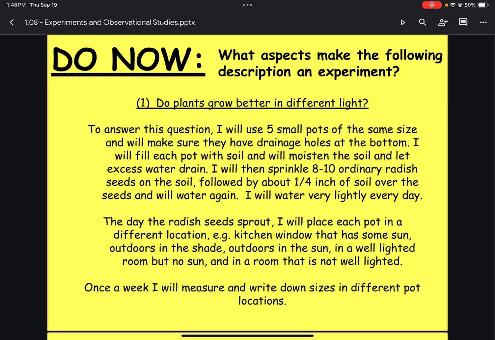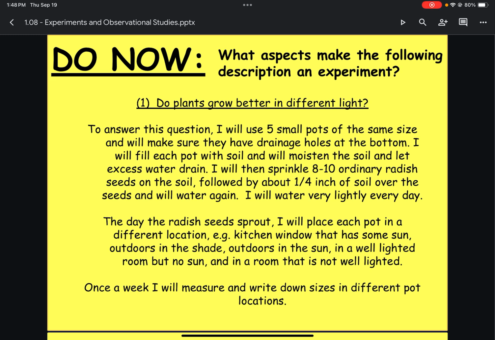The day the radish seeds sprout, I will place one pot in a different location. For example, the kitchen window that has some sun, outdoors in the shade, outdoors in the sun, in a well-lighted room but with no sun, and in a room that is not well-lighted at all. Once a week, I will measure and write down sizes in different pot locations.